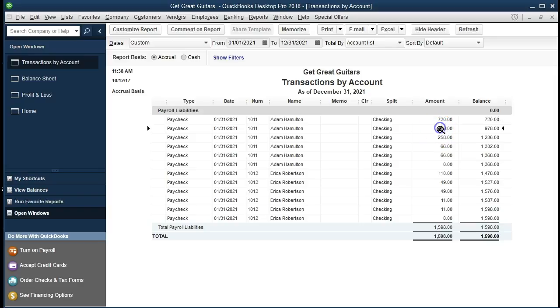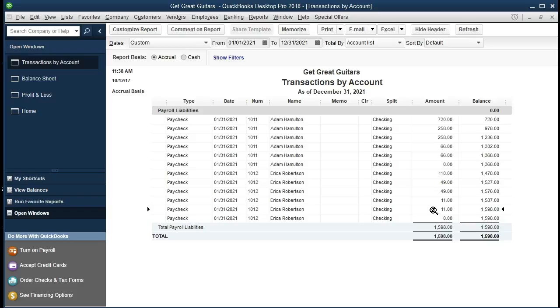And note we have the doubling up here. So this is the federal income tax for Adam. This is the Social Security employee portion. This is the Social Security employer portion. This is the Medicare employee portion, Medicare employer portion. Here's Erica's federal income tax withheld, Erica's Social Security employee portion, Social Security employer portion, Medicare employee portion, Medicare employer portion. So you can see how complicated this can start to get once we get more employees set up.